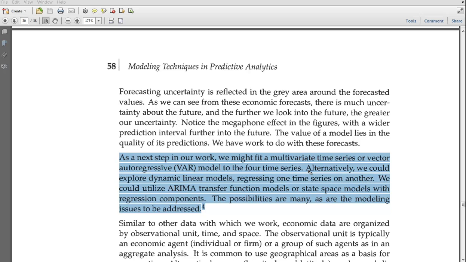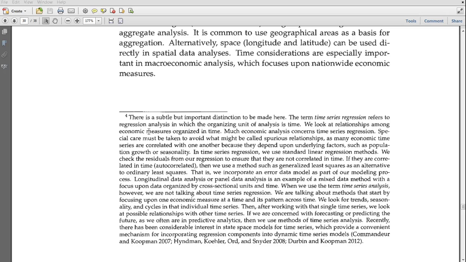Alternatively, we could explore dynamic linear models, regressing one time series on another. So that's another thing that we could explore. We won't have time to do anything like that here in our class. We could utilize ARIMA transfer function models or state space models with regression components. So these are all, like I said, we could spend 45 lectures on this subject, so there's a lot to explore. The possibilities are many, as are the modeling issues to be addressed. So you can read this comment here for more information.